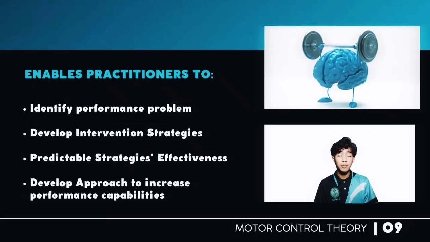Motor control theory enables practitioners to, first, identify performance problems. Second, as the problem is already identified, they could develop intervention strategies that could prevent problems from occurring. Third, predict the strategies' effectiveness, whether it is effective or not, and lastly, develop approaches to increase performance capability.